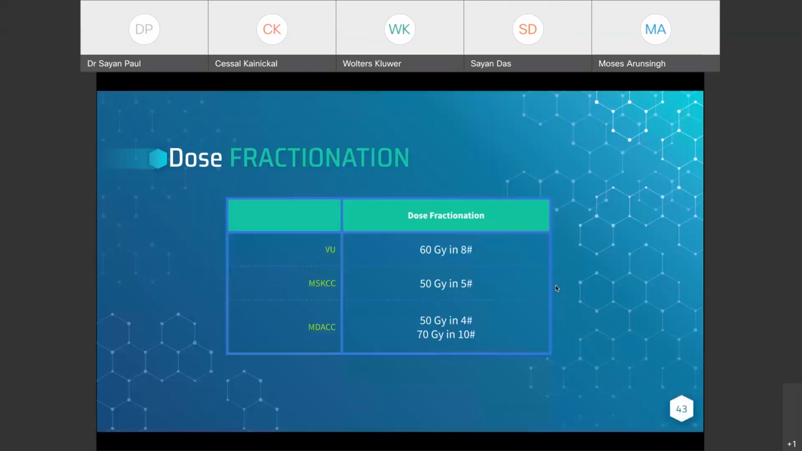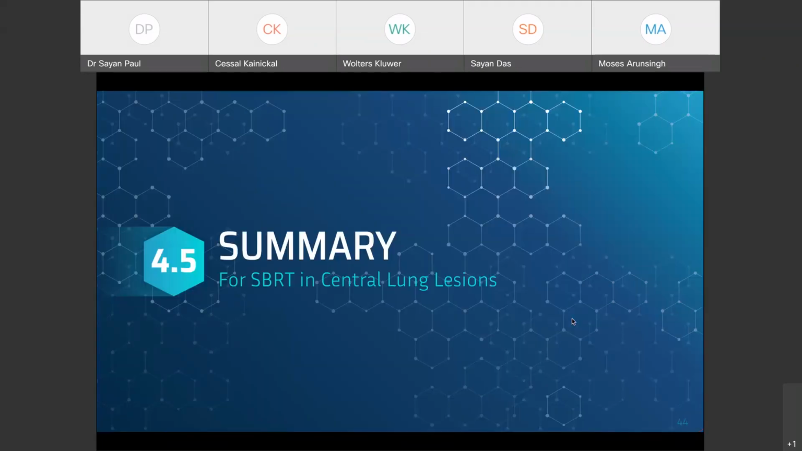So where do we stand in terms of dose fractionation for central lung tumors? These are the different dose fractionations that are widely used. 60 gray in 8 fractions is something that is commonly practiced, and the others could be 50 gray in 5 fractions, or 50 gray in 4 fractions, or the more protracted 70 gray in 10 fractions.